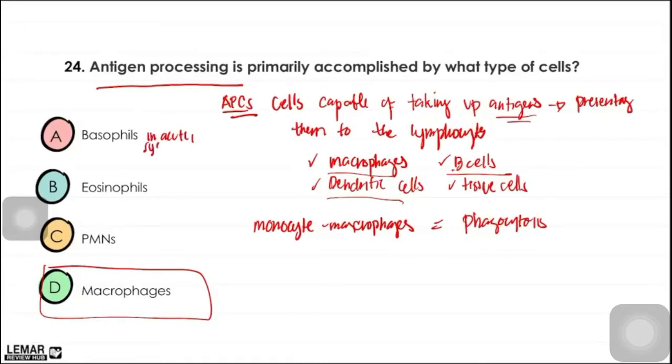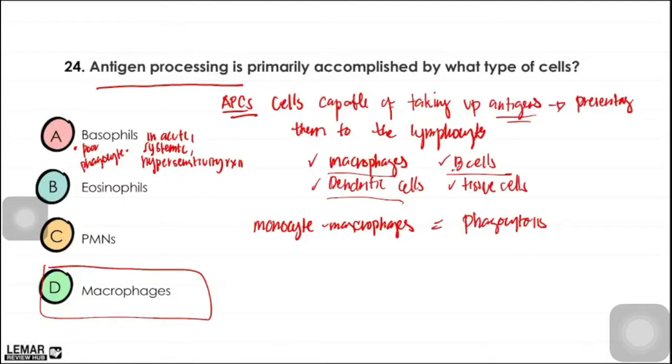Acute, systemic hypersensitivity reaction. Although phagocyte siya, it is a poor phagocyte. Ibig sabihin, hindi siya ganun ka-effective unlike your neutrophils, macrophage, and other phagocytes. Okay, we have your eosinophils.